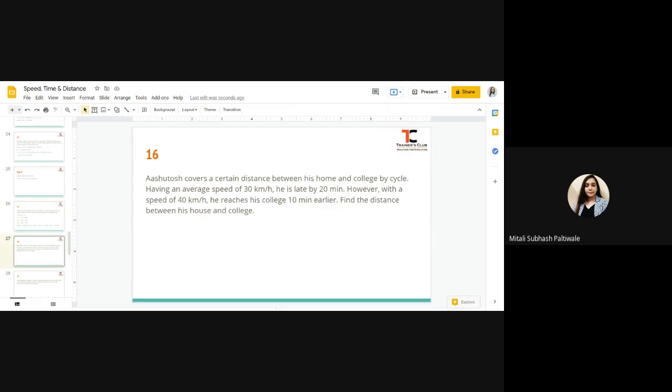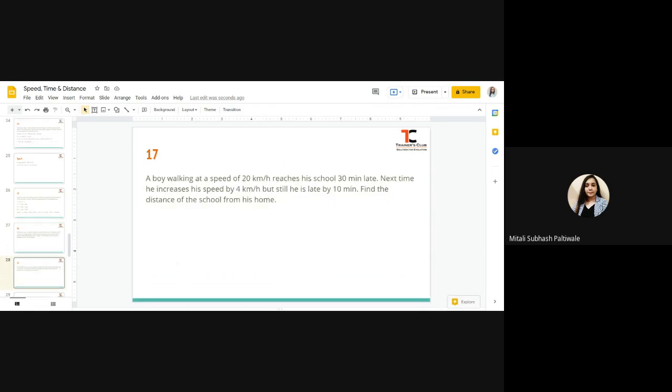This is another question which says Ashutosh covers a certain distance between his home and college by cycle. Certain distance? Okay. Having an average speed of 30 kilometer per hour, he is late by 20 minutes. If at all he is having speed of 30 kilometer through the entire journey, then he is late by 20 minutes. And however, with the speed of 40 kilometer, he reaches college 10 minutes earlier. Okay. So find the distance between his house and the college. We have to find the distance.